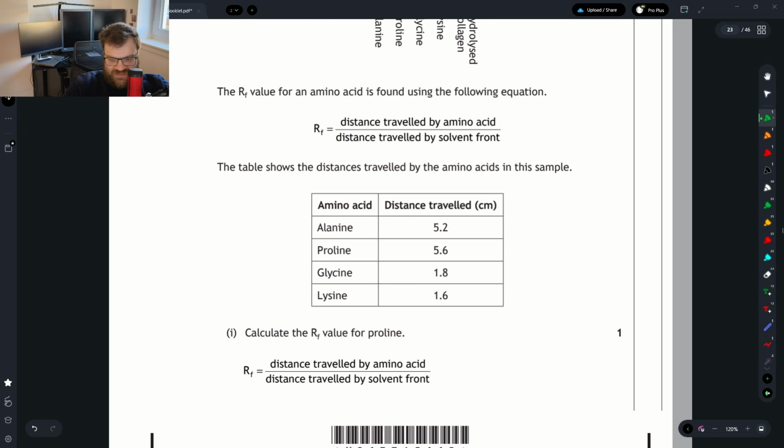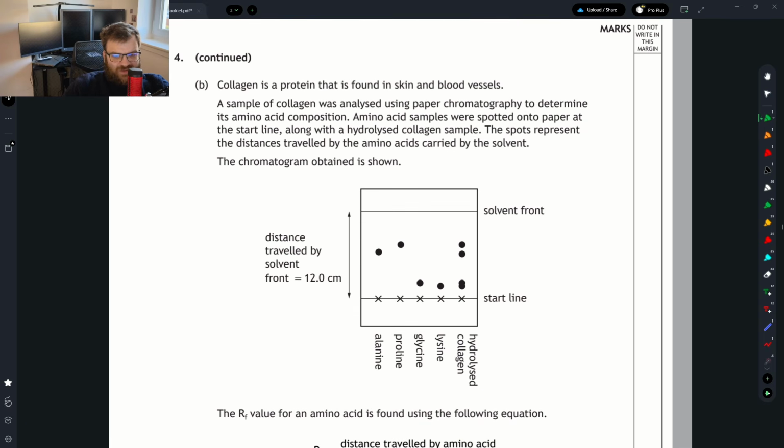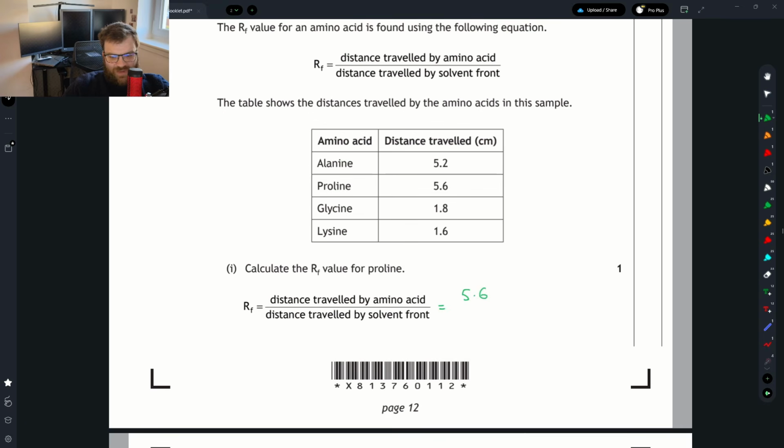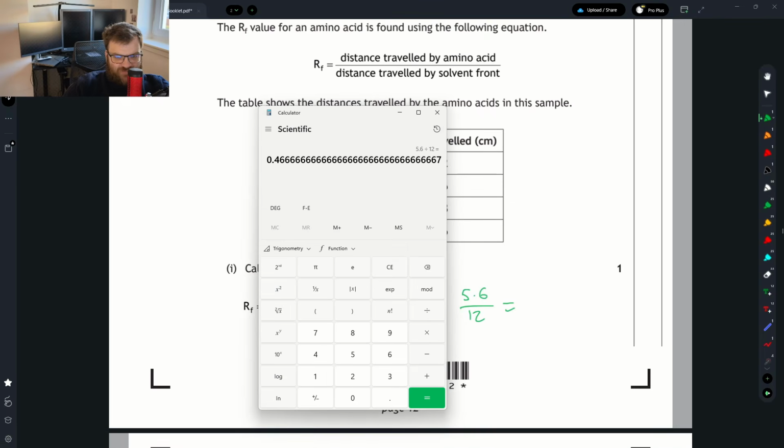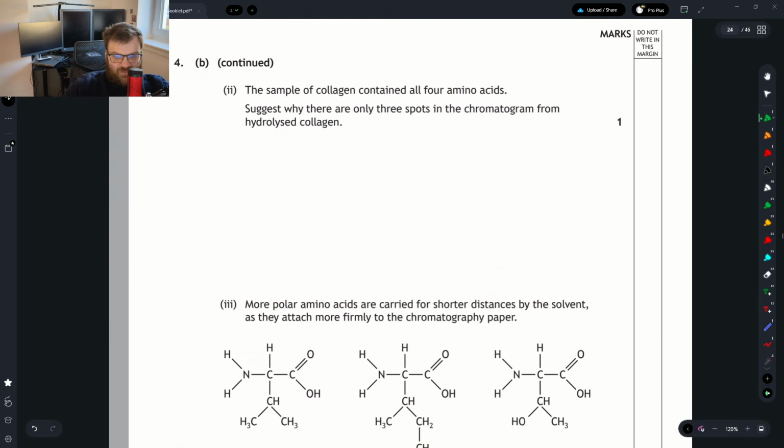Looking at proline, it says proline is 5.6. We now need to look at how far the solvent travelled. Distance from the solvent was 12. So 5.6 divided by 12 gives us our answer of 0.47. That would be that one there.